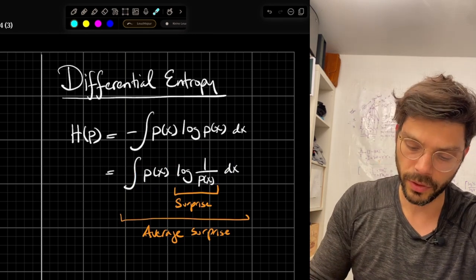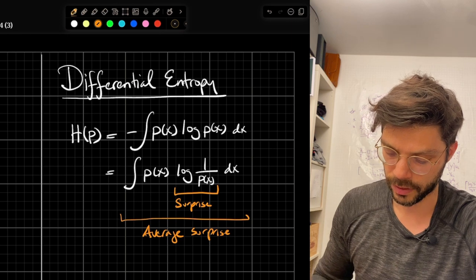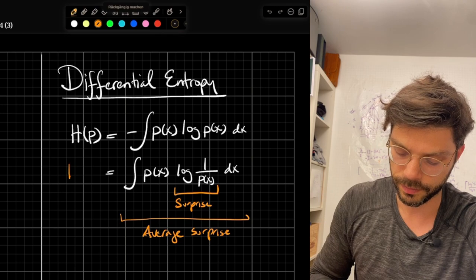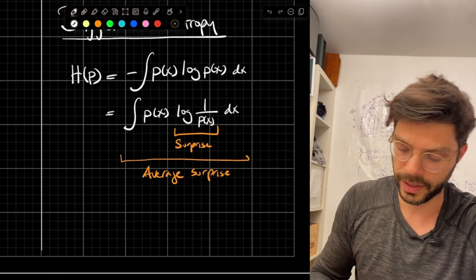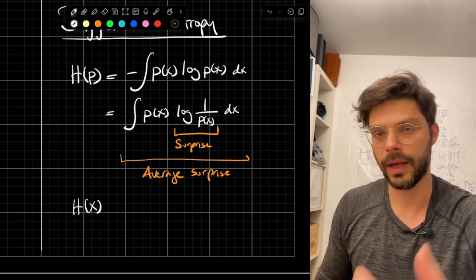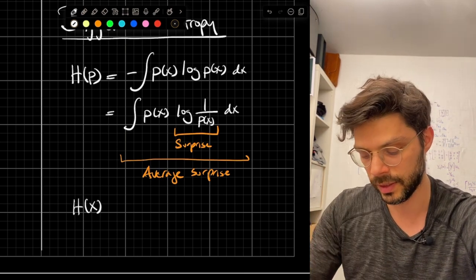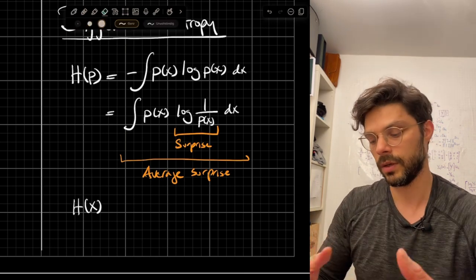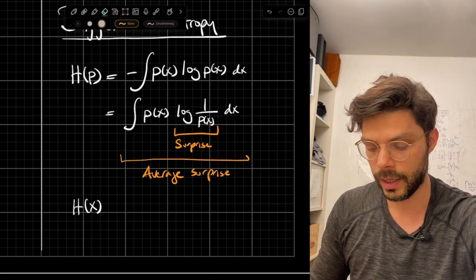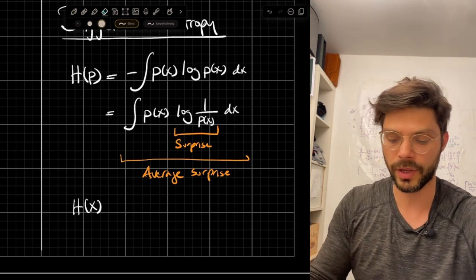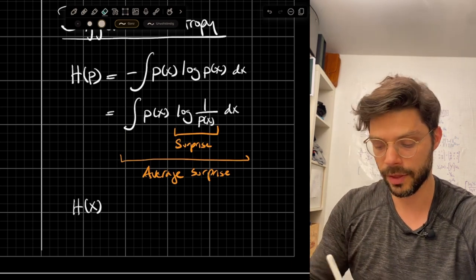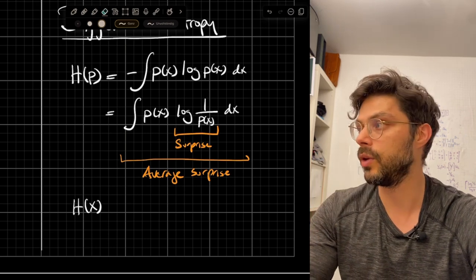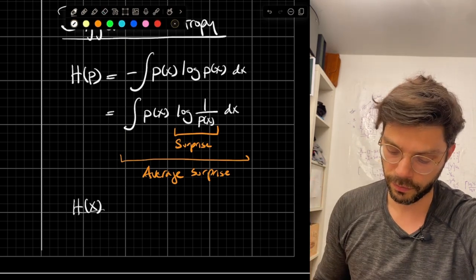And sometimes, and actually in the book, he'll often just write this instead of h of p. He might write this equivalently as h of x, and that just means you have to implicitly realize that he means the entropy of the random variable x, which has a probability distribution p. But actually, h is a function of p rather than x itself.